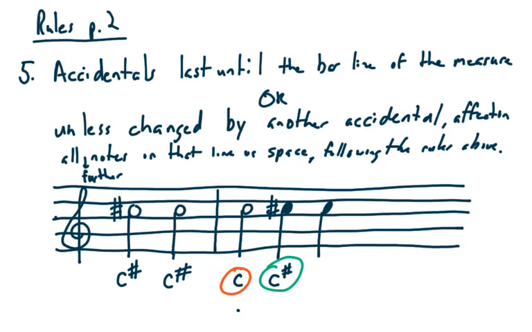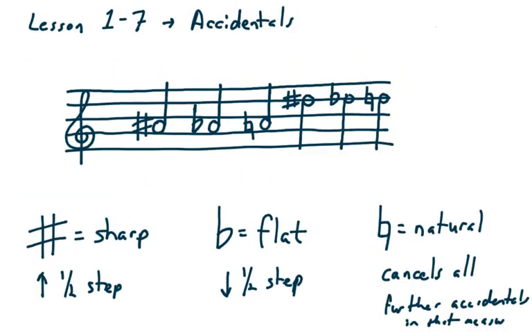Now, I have another one here, but I add a natural. Now it's what? Now it's C. Because this natural cancels all further accidentals in that measure.